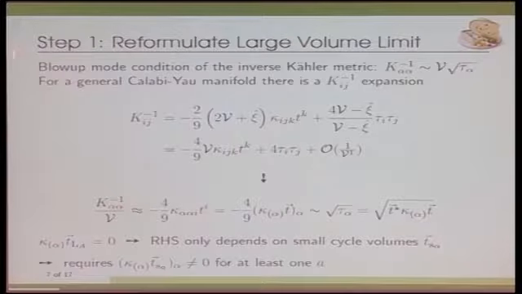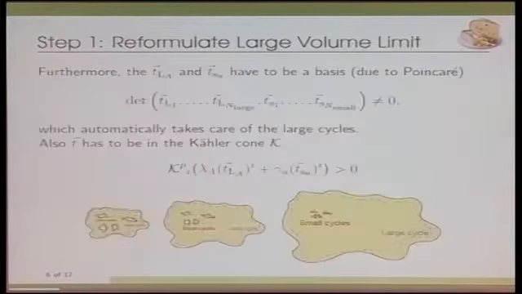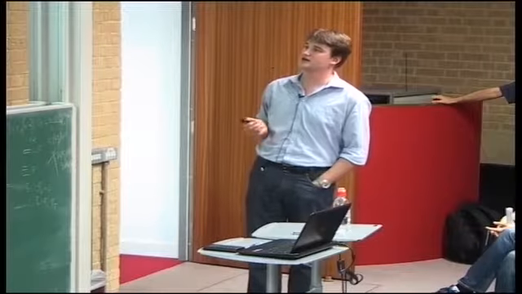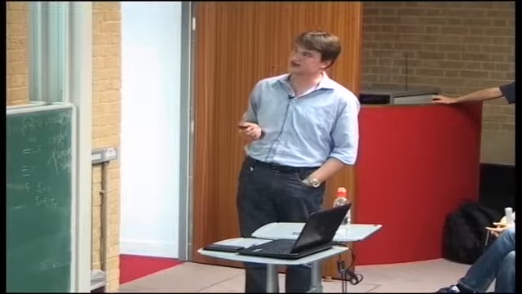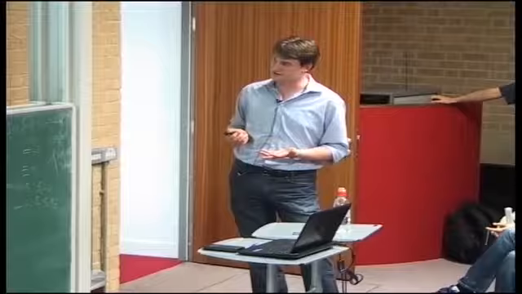The second aspect is that if you read said paper carefully, there is the important property of a blow-up mode condition, which relates to the inverse scalar metric. Particularly, it relates the diagonal of the inverse scalar metric for the small cycles to the overall volume and the volume of this small cycle. Now, then you use this general expansion of the Calabi-Yau manifold's inverse scalar metric and plug this all together.